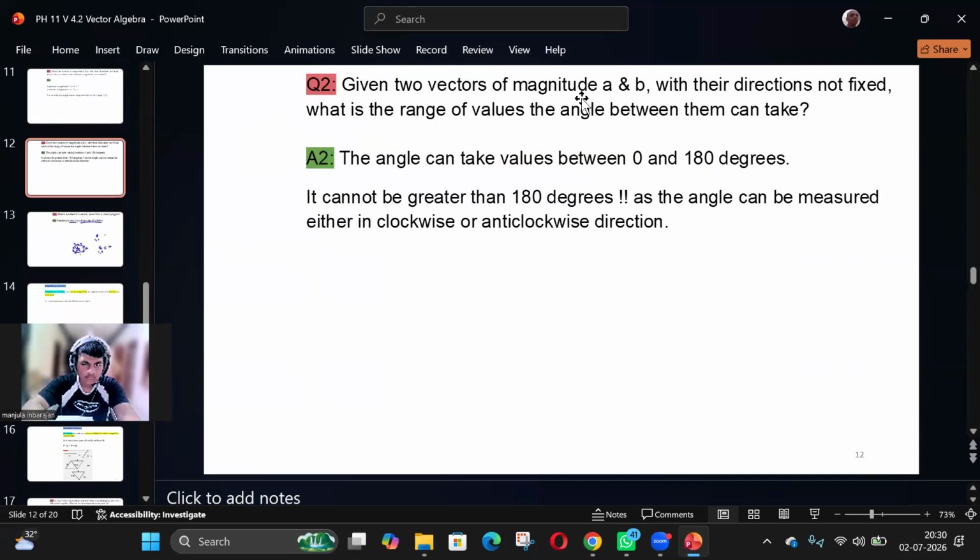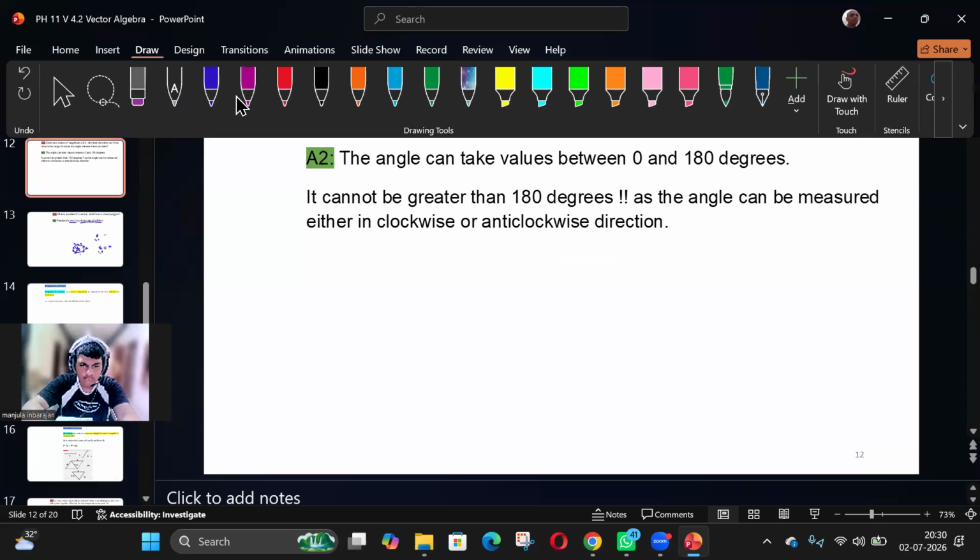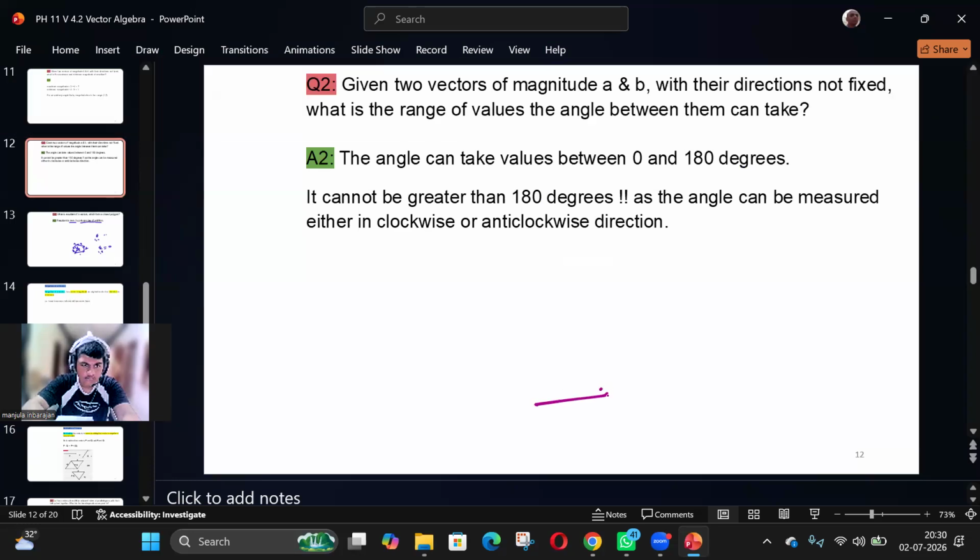So given two vectors A and B, what is the maximum range of values the angle can take? Two vectors are like this, A and B, but this theta is variable. I'm not fixing it. So in that case, one extreme case is A and B are in the same direction. The other extreme case, both are in the opposite direction. So theta range is greater than 0 and less than 180.